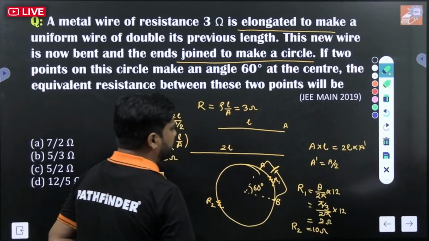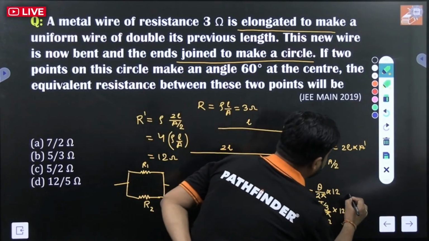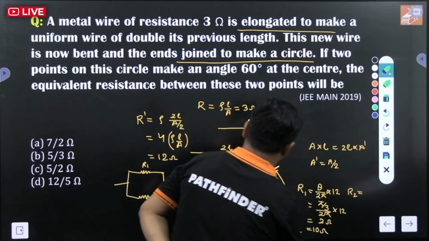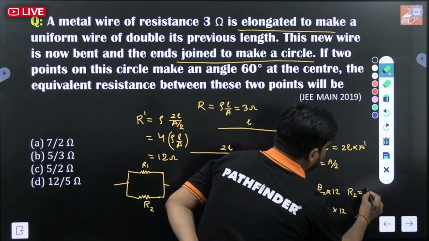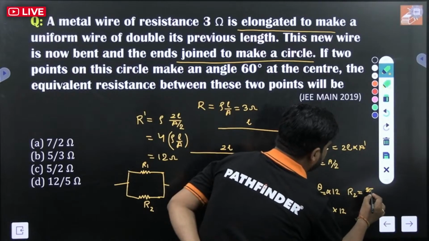You can calculate and you can see also. If you want to calculate, you can see R2 value will be equal to theta by 2 pi into 12. What is the value of theta? 2 pi minus pi by 3. So it is 5 pi by 3.